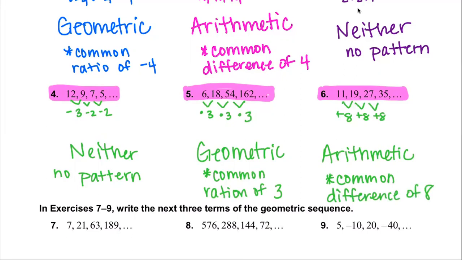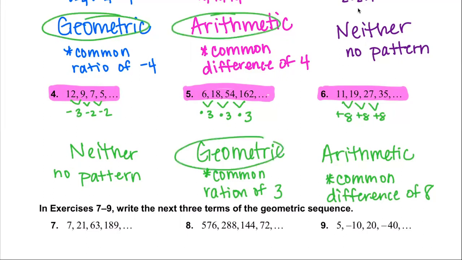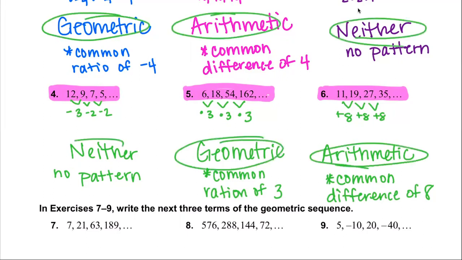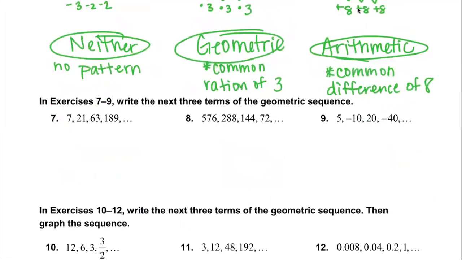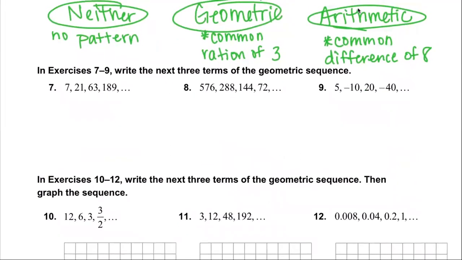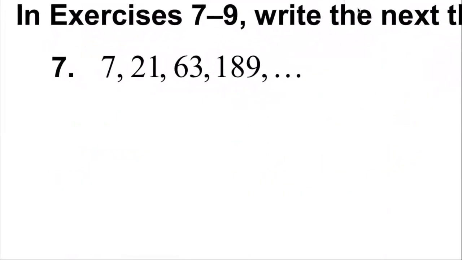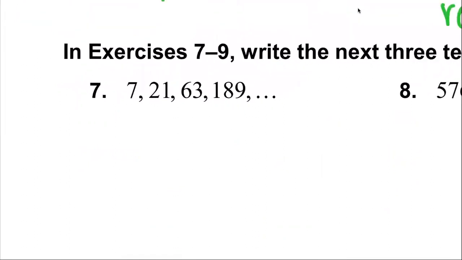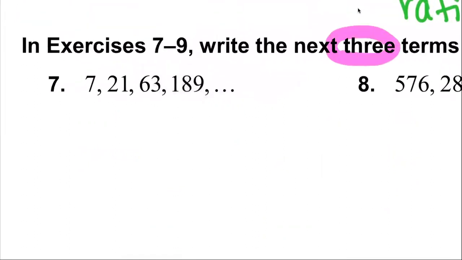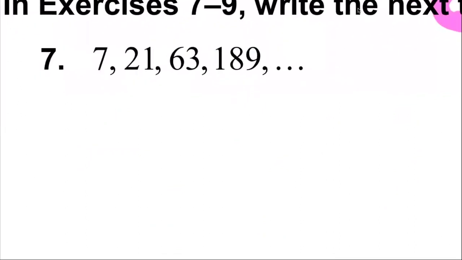Okay, now my biggest thing is you just being able to say arithmetic or geometric or neither. Okay, now I also want you to be able to give me the next terms in a sequence. So I'm telling you that these are geometric sequences. So you need to figure out, number 1, what is that number we're multiplying by each time? And so then we're going to write the next 3 terms in the sequence. Okay, so let's figure this out.